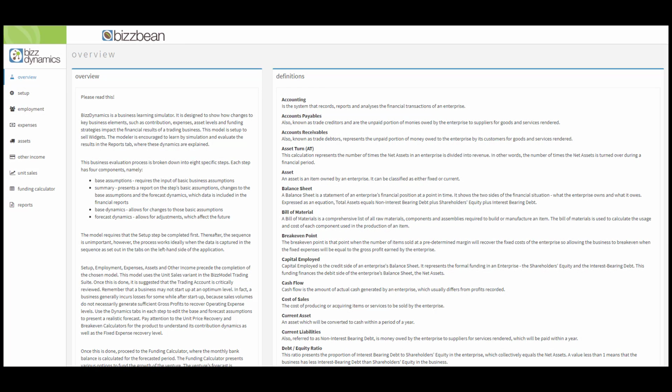The overview page guides the user through the workings of the app. In summary, it shows that there are 8 specific steps that need to be completed. Each step has 4 common components, and the page contains definitions of terms used in the various financial reports.